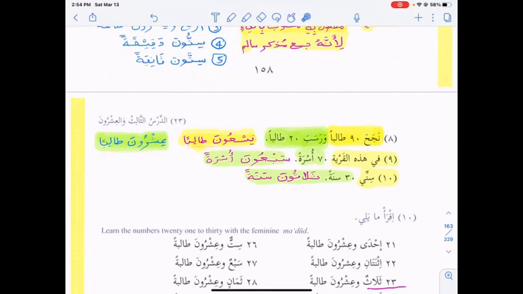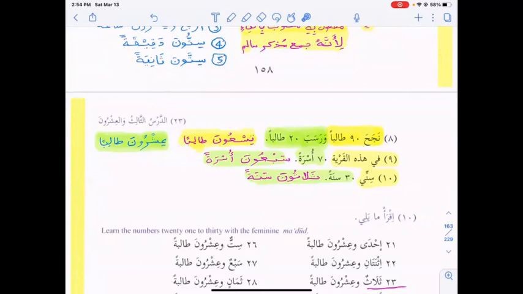So najaha tis'una taliban warasaba ishruna taliban. Najaha tis'una taliban. If I make a mistake, please forgive me. Najaha tis'una taliban warasaba, to fail, ishruna taliban. Tis'una wa ishruna. Fi hazihil qaryati, in this village, there are 70 families. There are 70 families live in this village.